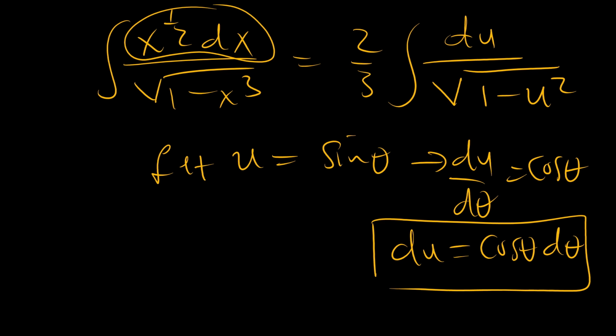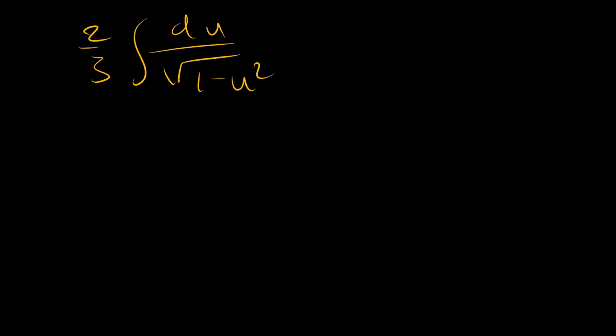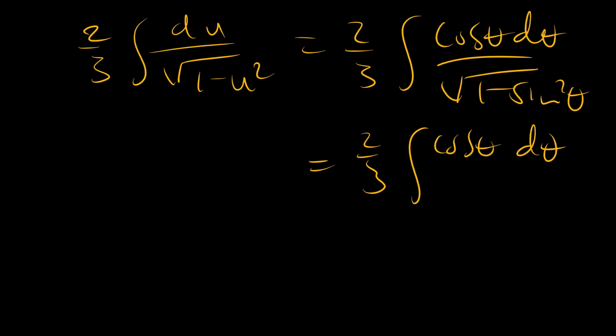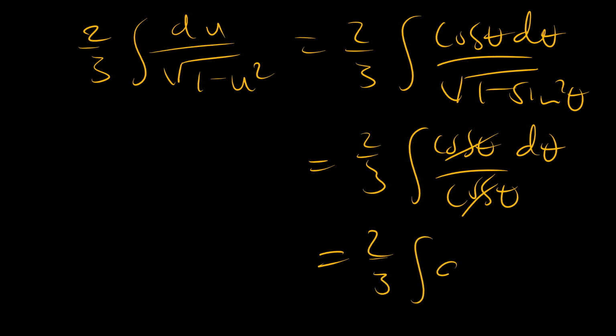Now, using this substitution, we can say that 2 over 3 the integral of du over the square root of 1 minus u squared is the same as the integral of 2 over 3 cos theta d theta over the square root of 1 minus sine squared theta. And 1 minus sine squared theta is the same as cosine squared theta, so the square root becomes cosine theta. So we have cosine theta d theta over cosine theta, and that cancels. So we have the integral of 1, and this becomes 2 over 3 theta plus c.